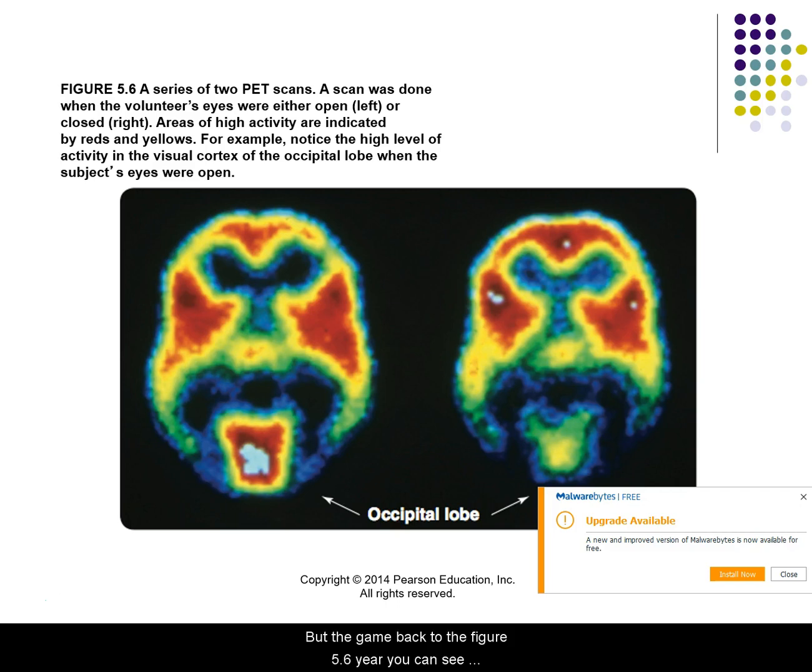But getting back to figure 5.6 here, you can see that in the posterior area of the brain, those arrows are pointing to the occipital lobe. Remember, the primary function of the occipital lobe was for vision. So on the left-hand side, the volunteer's eyes were open, so the occipital lobe was processing information. On the right side, they closed their eyes. And so now you see the reds and the whites disappeared.